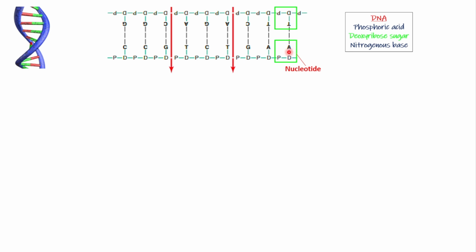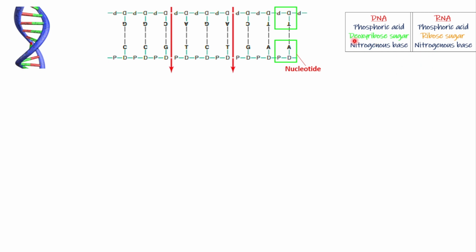Now, this is a nucleotide of DNA. So if there is a nucleotide of RNA, then what is the difference? RNA also has the same phosphoric acid, and it also has the nitrogenous base, but instead of deoxyribose sugar, RNA has a ribose sugar. So in place of this D, in the case of RNA, this D will be replaced by R, ribose sugar. So DNA has deoxyribose sugar and RNA has ribose sugar. This is one difference between DNA and RNA.